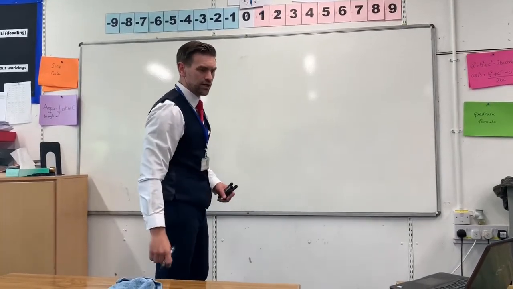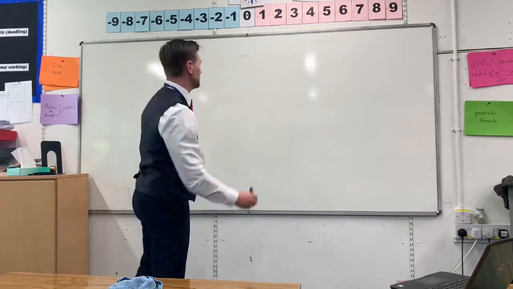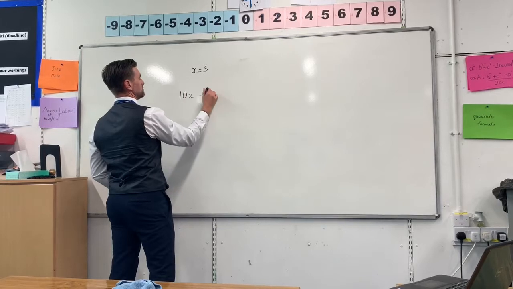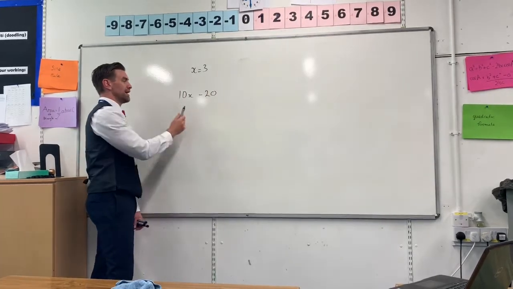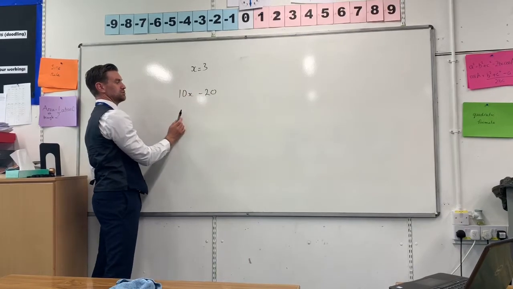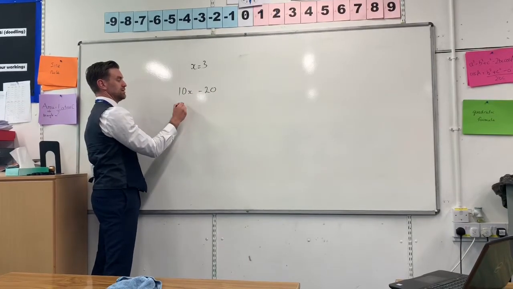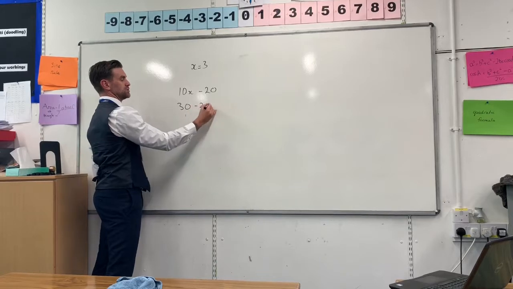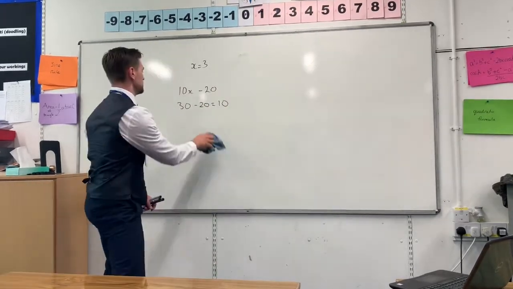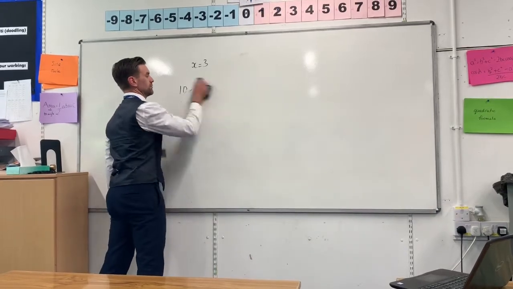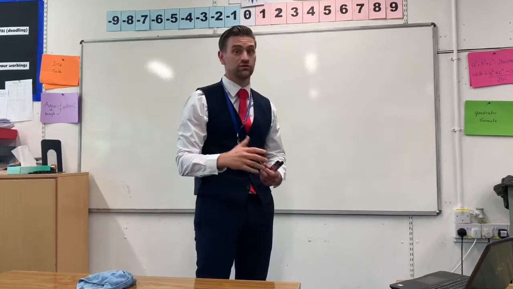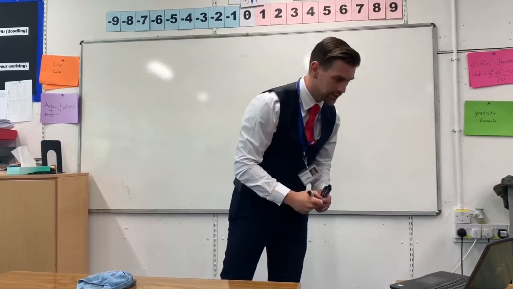If x equals 3, work out the value of 10x minus 20. So we know by now this means multiply. And if x is 3, this means 10 times 3. 10 times 3 is 30. Minus 20 is 10. Easy peasy. I'm hoping you've all got at least 3 out of 4 by now. That would be decent. I'll be happy with that.